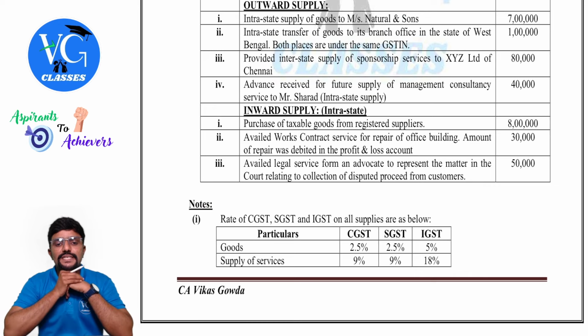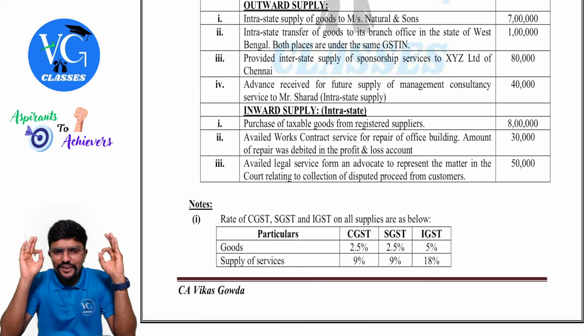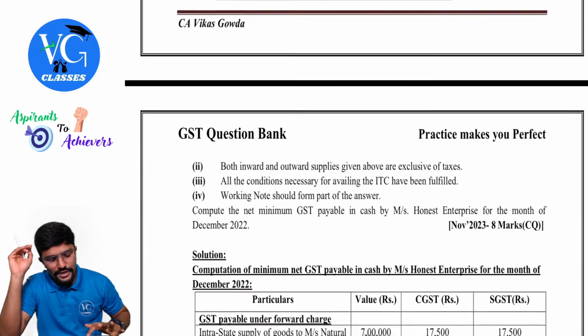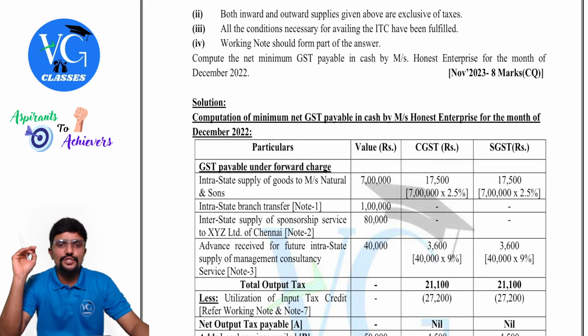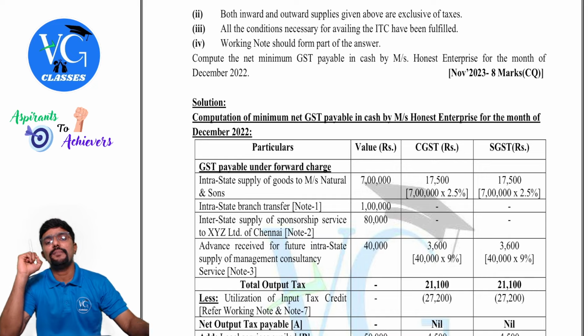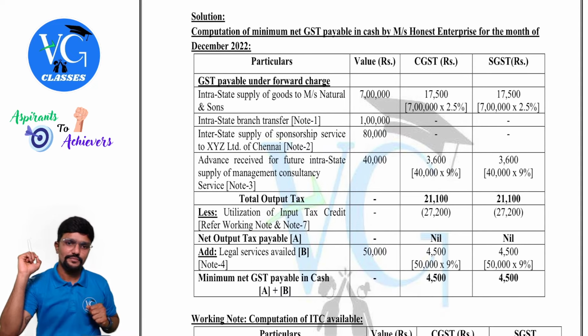Rate of CGST, SGST and IGST on all supplies are as below. Goods 2.5, 2.5 and 5. Supply of services 9, 9 and 18. Both inward and outward supplies given above are exclusive of taxes. All the conditions necessary for availing the ITC have been fulfilled. Working note should form part of the answer. Compute the net minimum GST payable in cash for the month of December, guys. Let us do it. Okay.